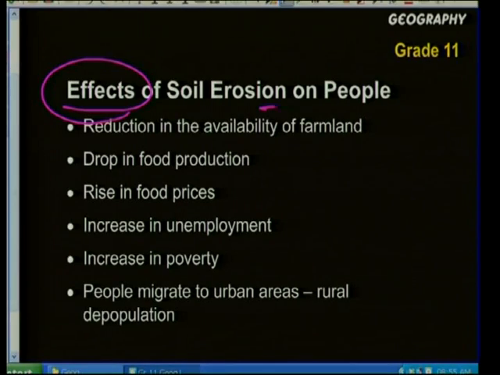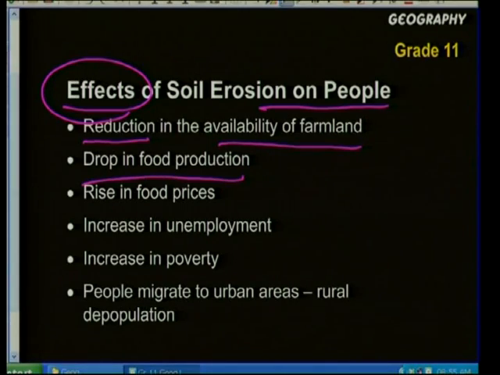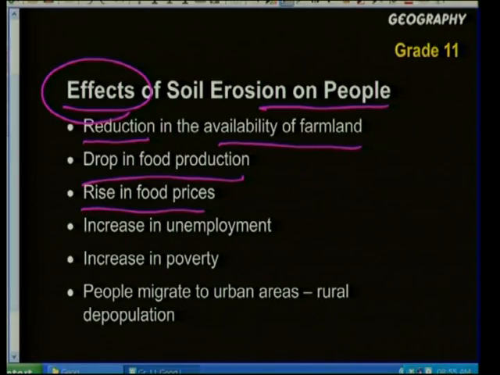Let's look now closely at the effects of soil erosion on people. Firstly, the reduction in the availability of farmland. The more soil erosion occurs, the less land is available for farmlands. The drop in food production. As soil erosion rates increase in our country, our ability to produce food decreases. The rise in food prices. When the production of food decreases, there is a natural increase in the price of food, and this impacts largely on the economy.